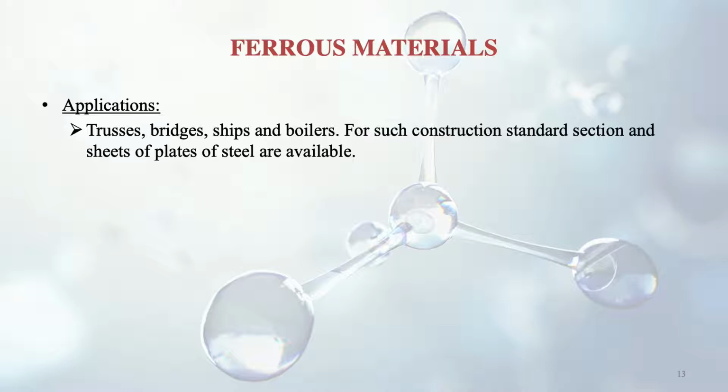So applications, again I am discussing with you some common applications which you can see in your daily lives. Like you can see trusses, bridges, ships and boilers. All these things have ferrous materials. For such construction, standard sections and sheets or plates of steel are available. So for these things, sheets of the iron material or the ferrous material are used and standard sections are used.